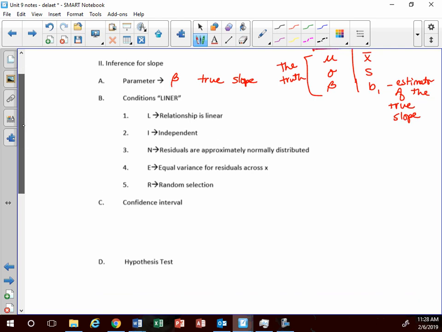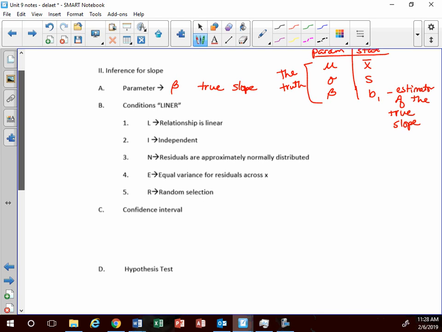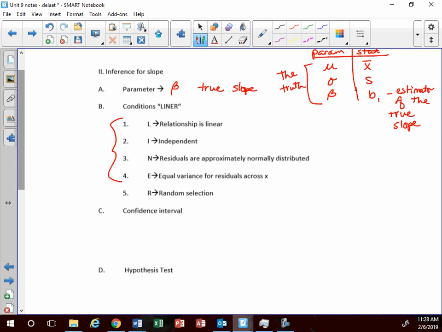All right, we talked about conditions last time. Remember these first four? You're looking for a randomly scattered residual plot. And then the last one, it will just be randomly stated or randomly assumed, what you're looking for there.